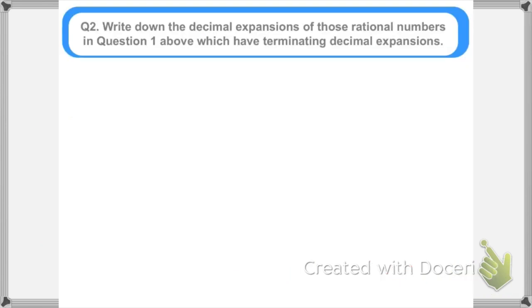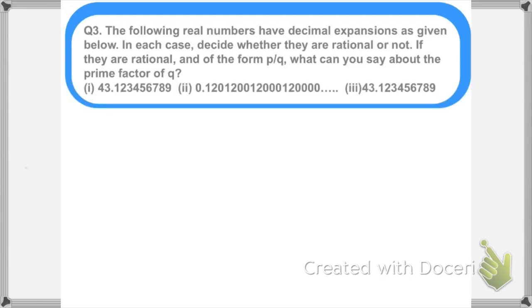Now the next question is, write down the decimal expansions. In this question you have been asked that the following real numbers have decimal expansions. You have been given some decimal expansions for some real numbers. In each case, decide whether they are rational or not. You have to find whether they are rational or not for every question. If they are rational, they will of course be of the form p by q. What can you say about the prime factors of q?